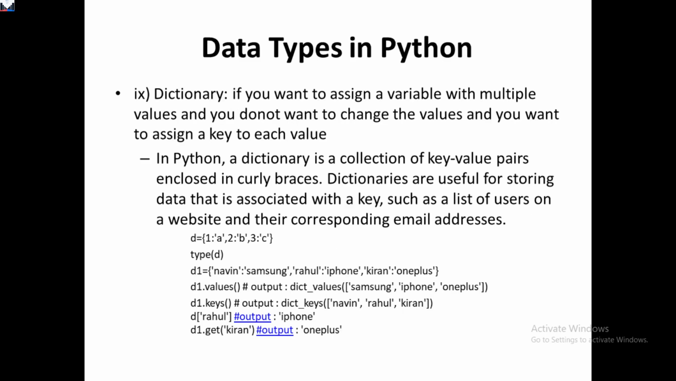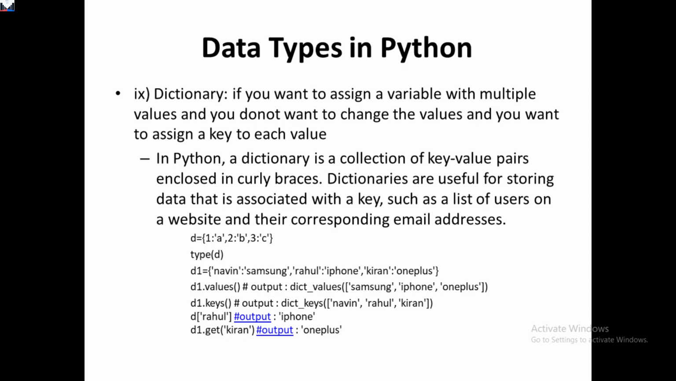Next one is dictionary. I told you, a dictionary will have key value pairs. If you want to assign a variable with multiple values, and you do not want to change the values, and you want to assign a key to each value, then we will be using a dictionary. See here in the example, d is equal to 1 is the key and value of 1 is a, 2 is the key and value of 2 is b, and 3 is the key, value of 3 is c. So type of d will display dictionary.